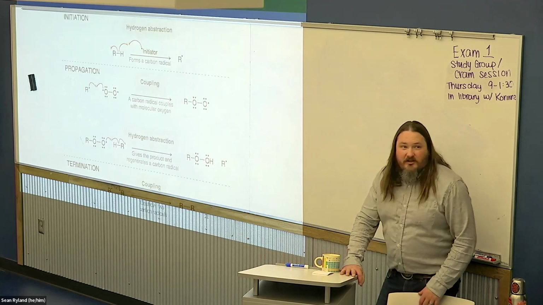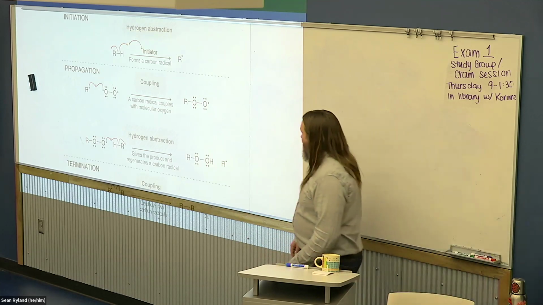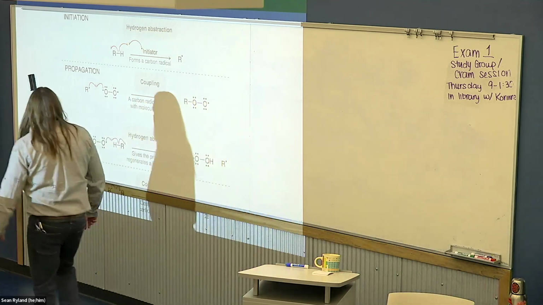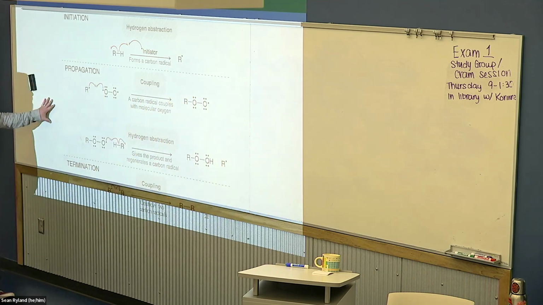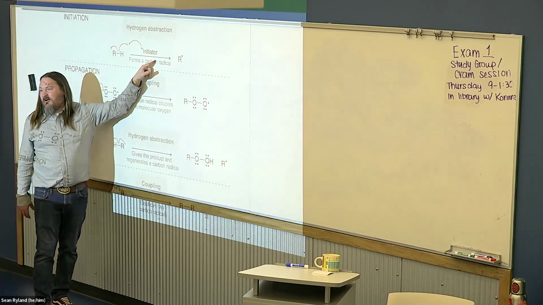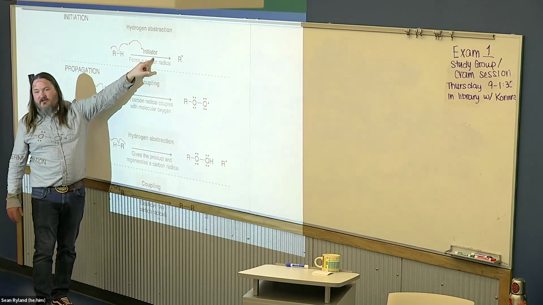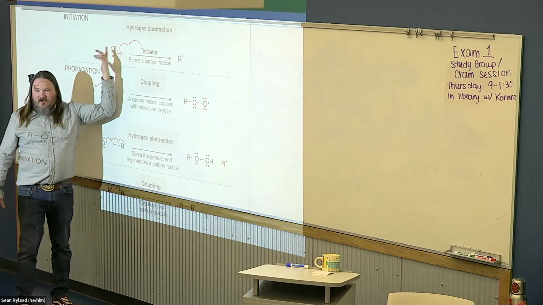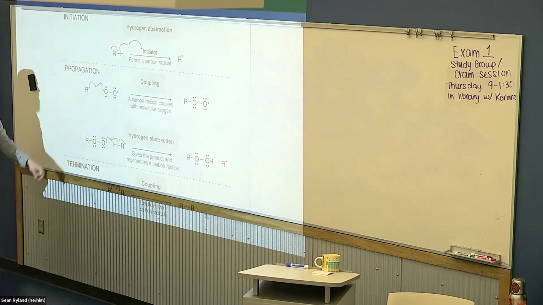All right, so we'll look at this mechanism. This is not one that I'm likely to test you on, and it is a pretty straightforward mechanism. Your initiator in this case is basically some other radical. If there's any radical present, you're going to wind up with it doing a hydrogen abstraction on whatever your alkane is.